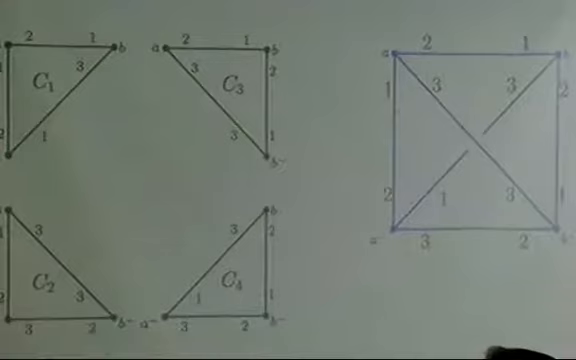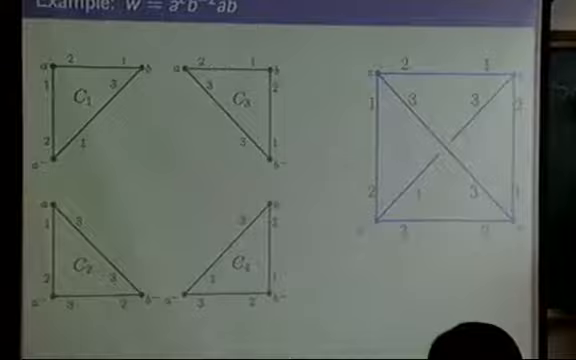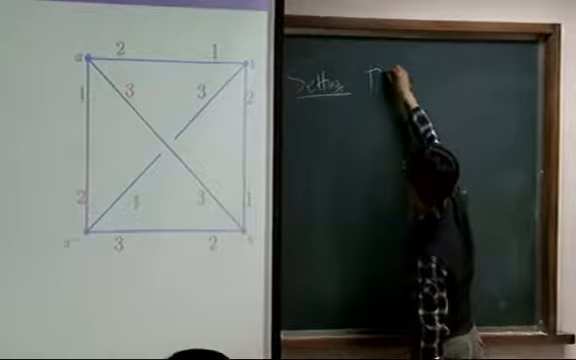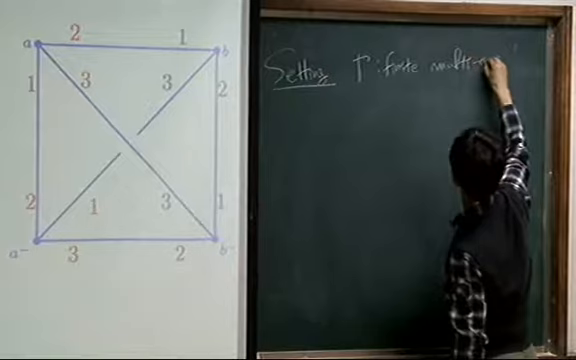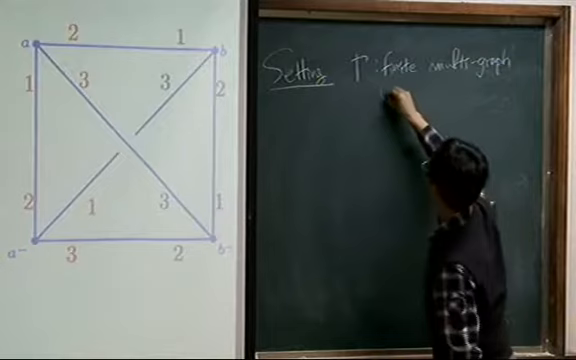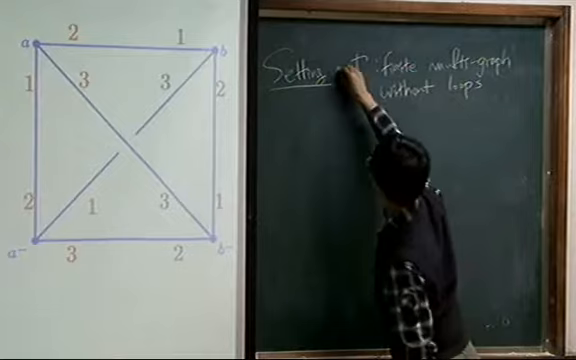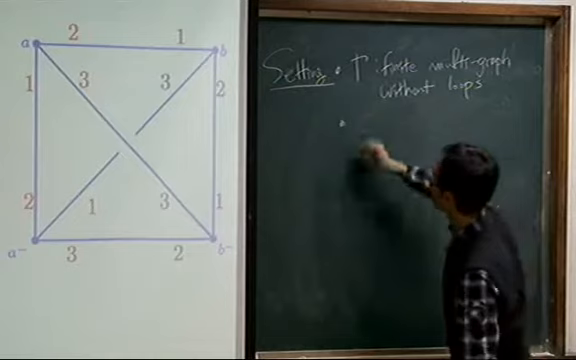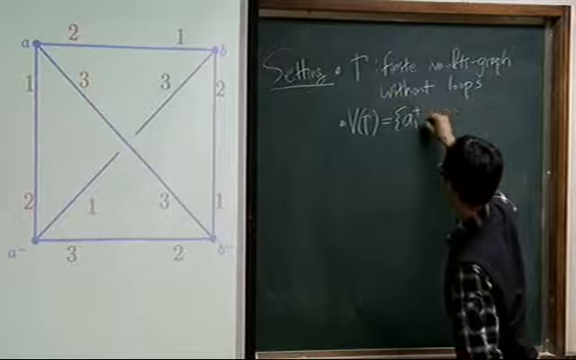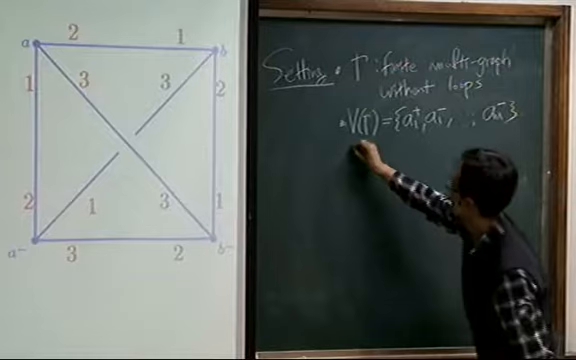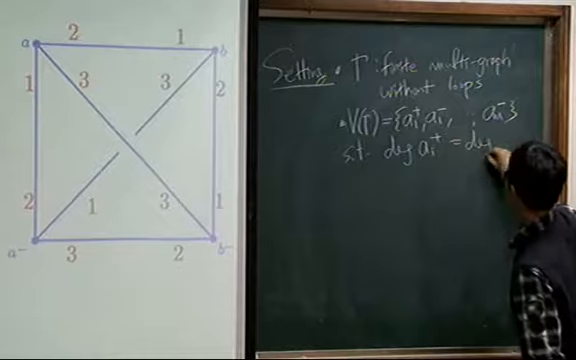So the setting is as follows. You have a graph, say a finite multigraph. Multigraph means one may have more than one edge between two vertices, without loops. So loops are not allowed. Well, it is general, but we have an indexing of the vertices. Vertices can be written as A1 plus, A1 minus, up to An plus, An minus, such that the degree of Ai plus is the same as the degree of Ai minus. That is the second setting.